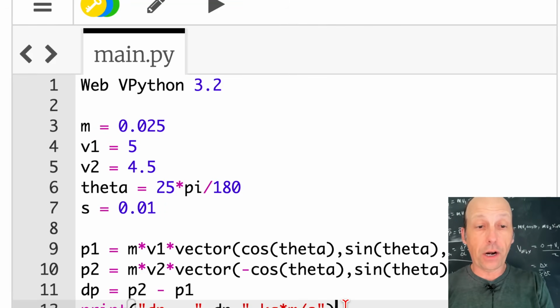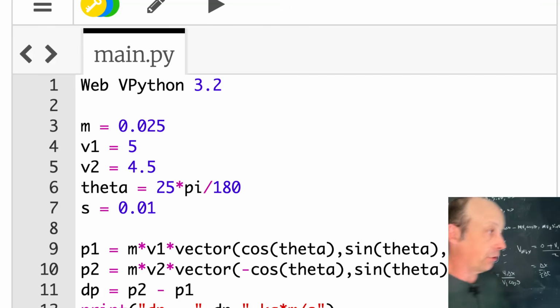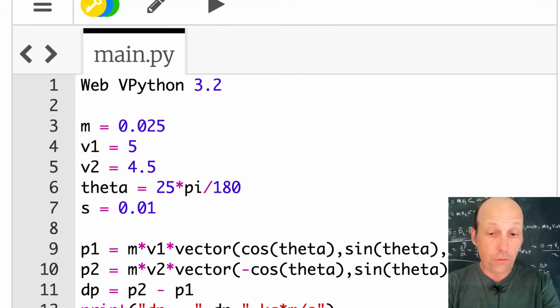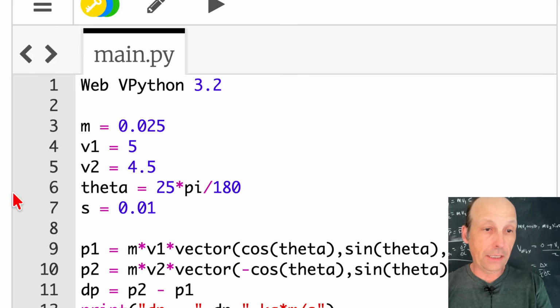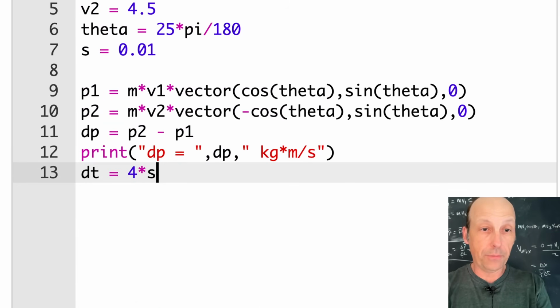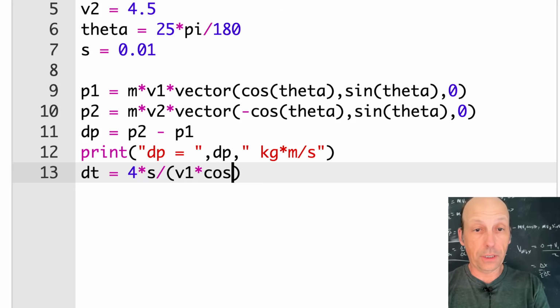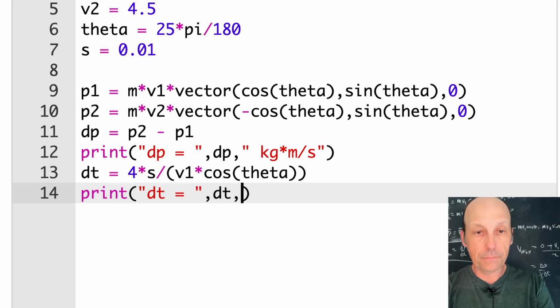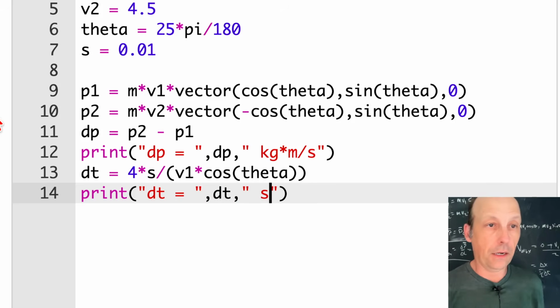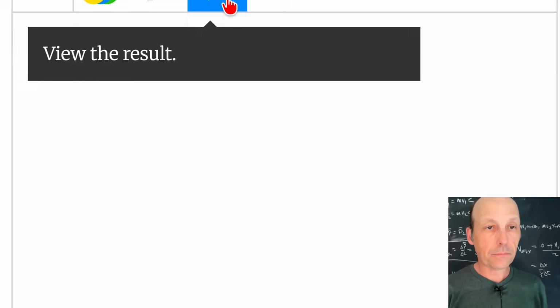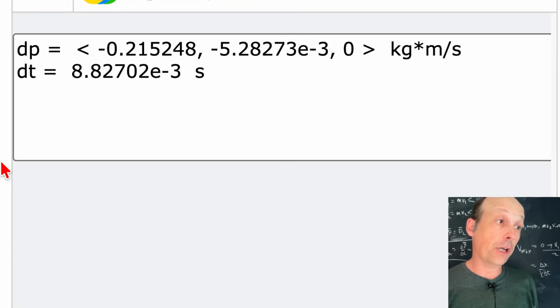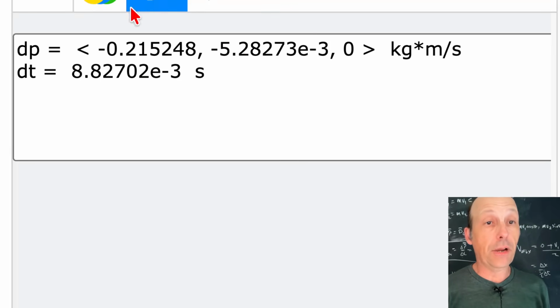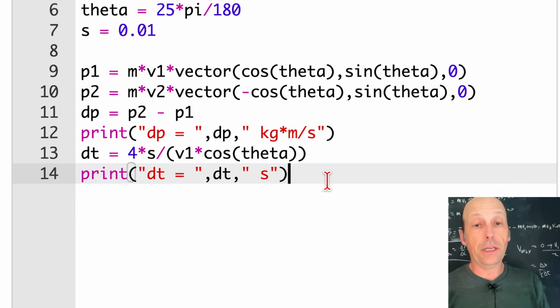Now let's solve for our dt. So dt is going to be equal to 4 times s divided by v1 times cosine theta. And let's print dt because you might want that. And I'm going to run that. Oh, it's a very short time interval, 0.0088.